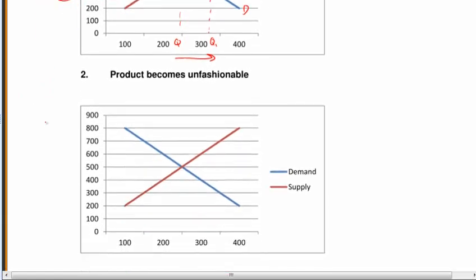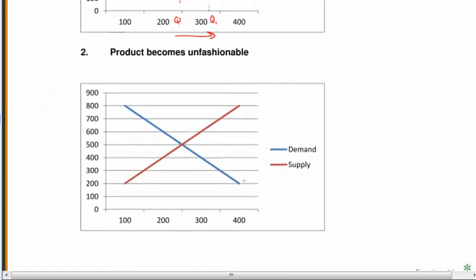What if a product becomes unfashionable? So there's demand and supply. Well, if nobody wants this thing anymore, demand moves back, doesn't it, to D1. So this is the opposite. Price falls, okay, as does quantity.